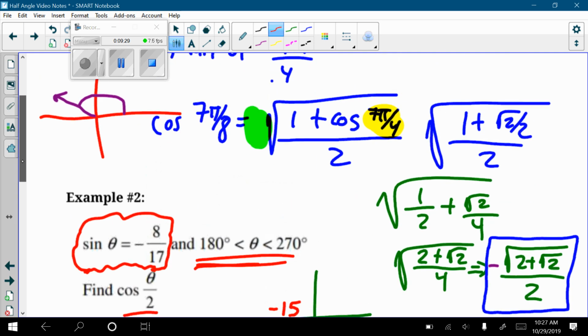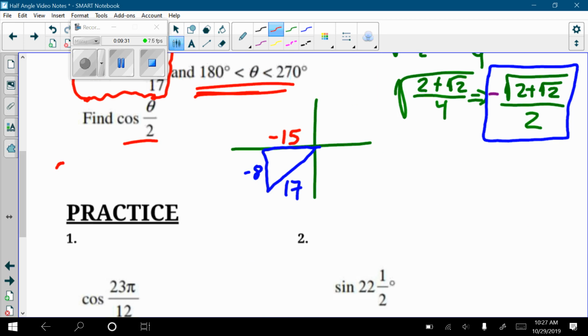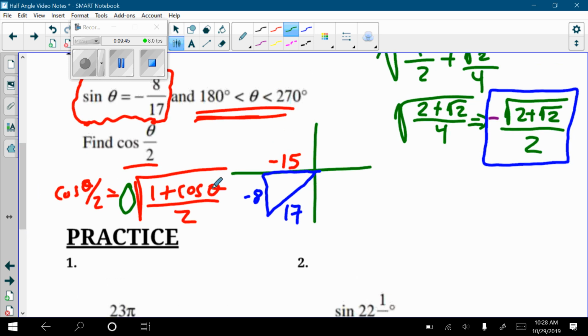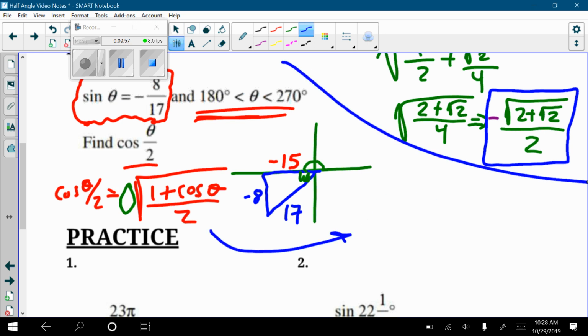I'm going to grab my cosine half angle formula. Again, this will be given to you. And I'm going to come back to the plus or minus. Don't forget about it. All right, well, now that I have this picture, I can figure out the cosine of this angle. Here's my reference angle. What's the cosine? Adjacent over hypotenuse, negative 15 over 17. Cool.